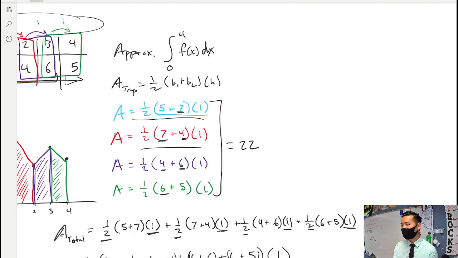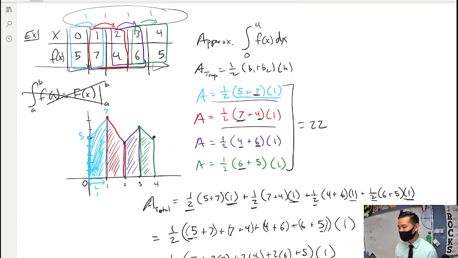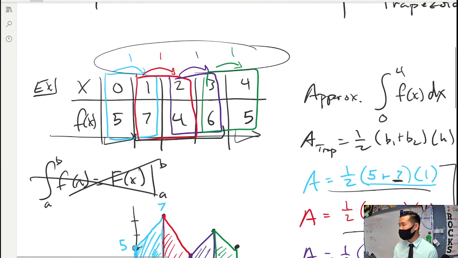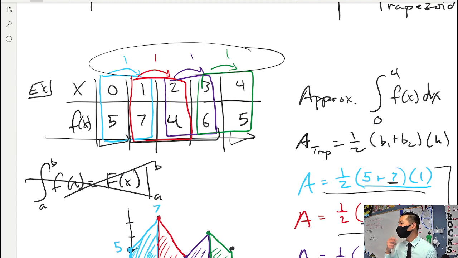Yep. So in this case, there's how many trapezoids? 4 trapezoids. And sometimes they'll ask for 8 trapezoids or 6 trapezoids, or they don't even ask you for a specific number. They instead just give you a random table. And from that random table, you can calculate the number of intervals based off of how many they give you. Right? And I'll show you that right here.